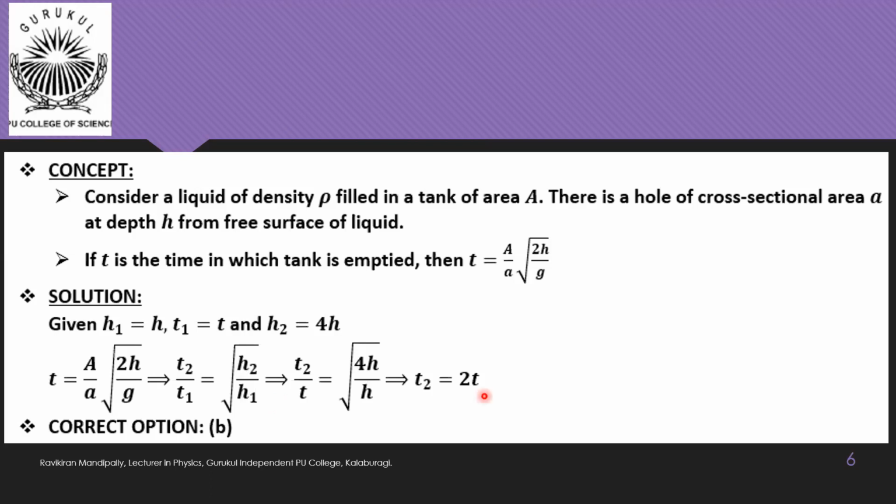This is one method of solving. The other method is the direct relation between t and h expressed from this expression, t is proportional to root h. So h is becoming 4 times, so t should become root 4 times, that means 2 times. That way also you can do. So the correct option would be option B.